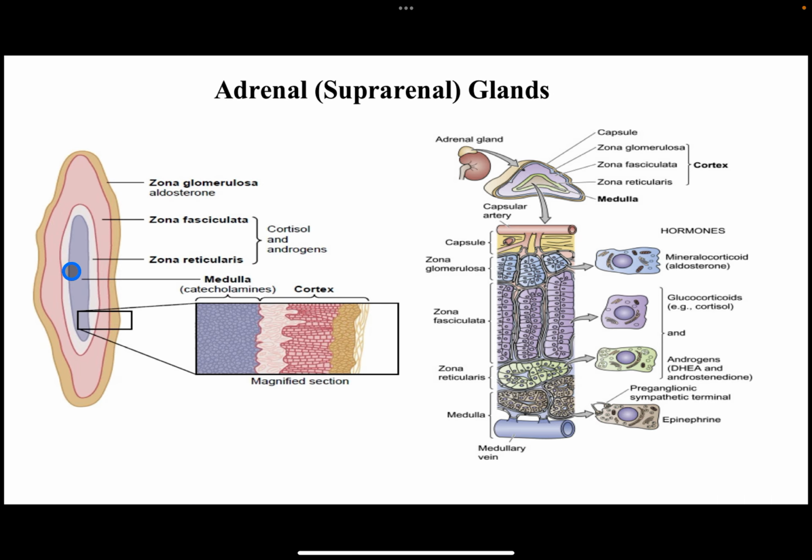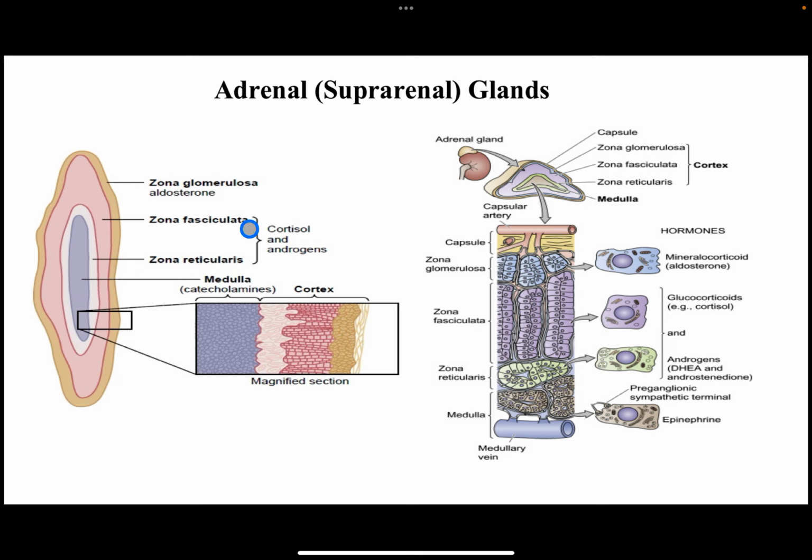This is how the gland looks. So you see we have the medullary region in the middle. They secrete the catecholamines. Is that okay? Then we have the outermost layer, which is the cortex, which starts with the zona reticularis from the inside. The middle layer is the zona fasciculata, and then the zona glomerulosa.